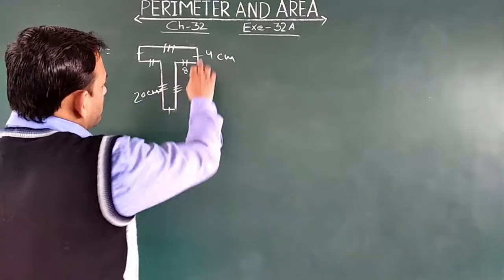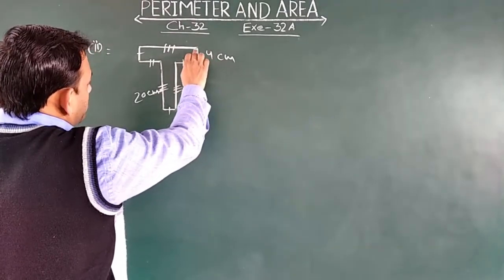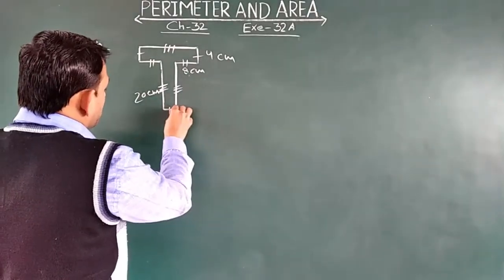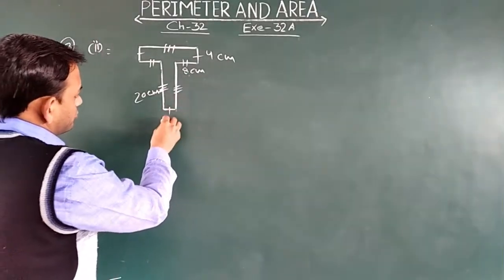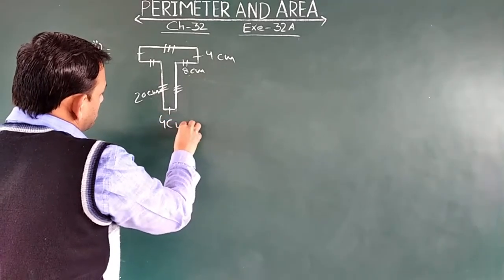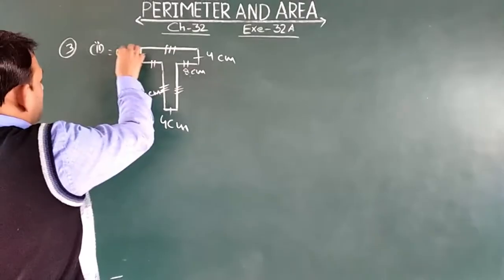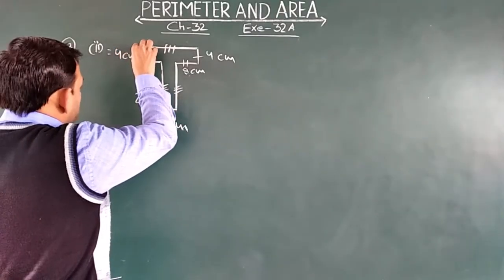Got it? So if a single line represents 4 centimeters, then here again the single sign is there, so it means this will be 4 centimeters and this will be 4 centimeters.